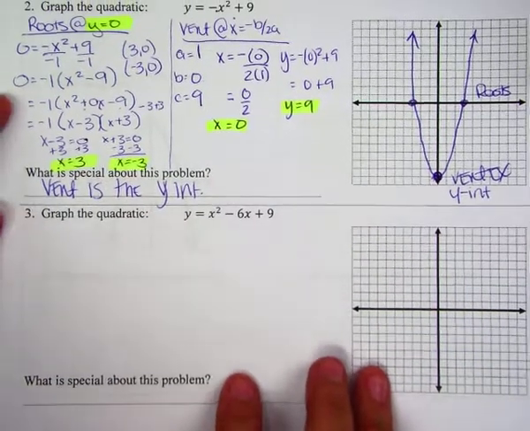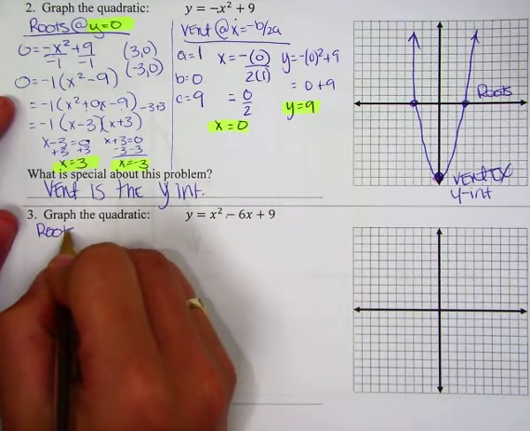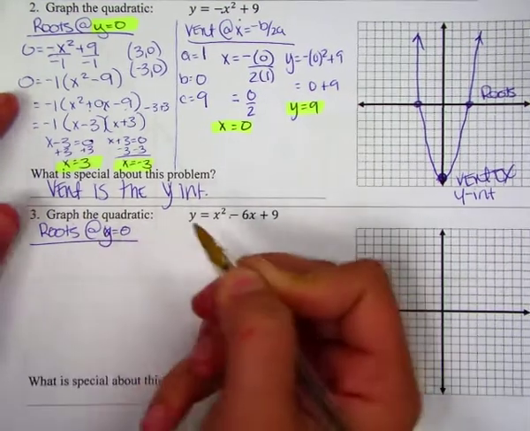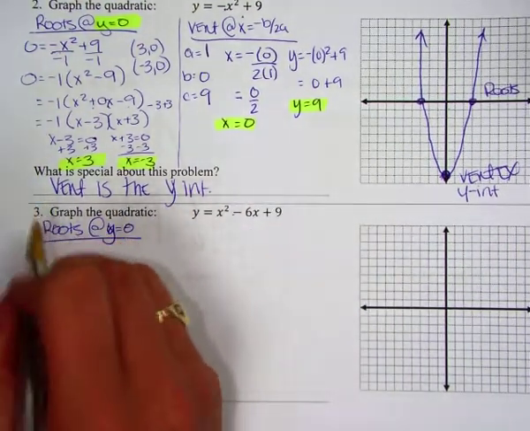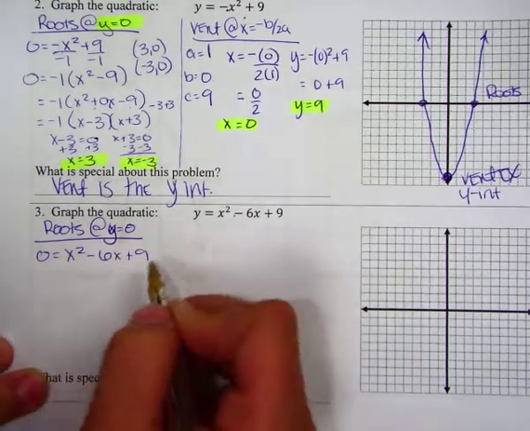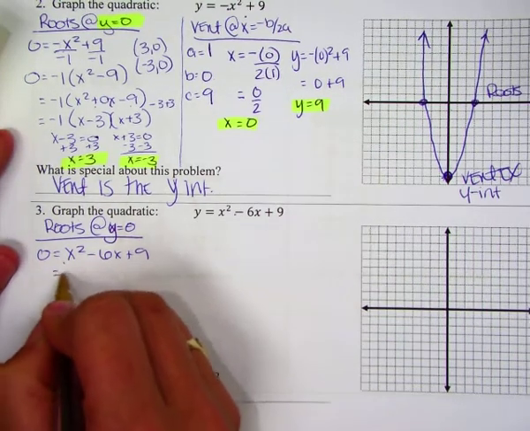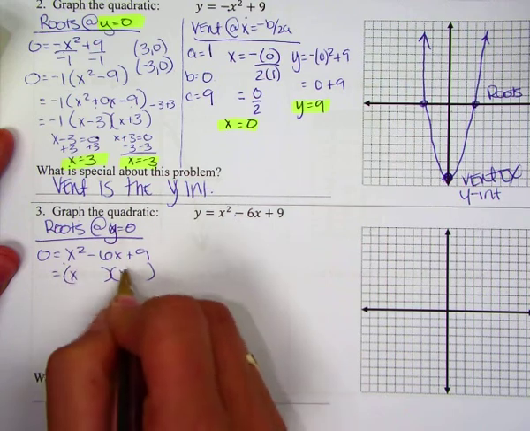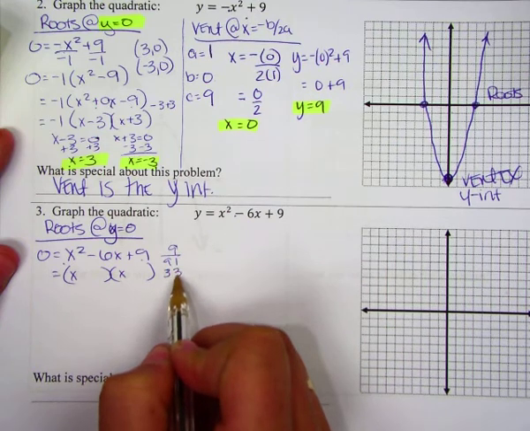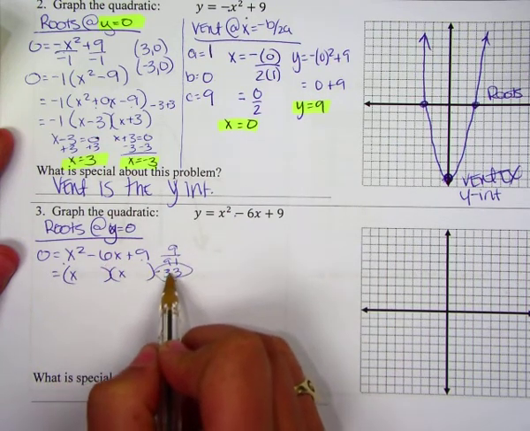Last one of these graphing. Graph the quadratic. So we're going to go ahead and start with the roots again. Roots are going to be at y equals 0. So the roots are going to be 0 equals x squared minus 6x plus 9. In order to solve this equation, solve for x, we need to factor. Two numbers that multiply together to get 9: 9 and 1, 3 and 3. Combine to give me a negative 6. That'd be negative 3 minus 3.